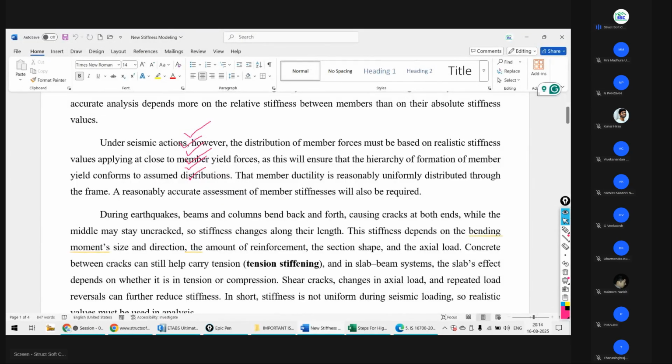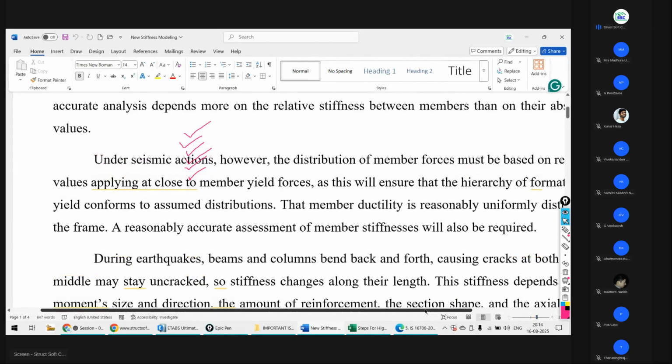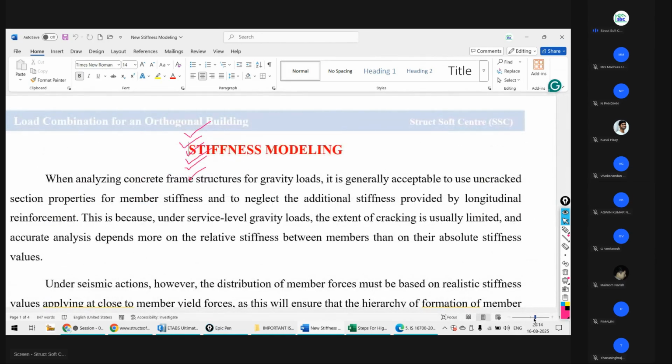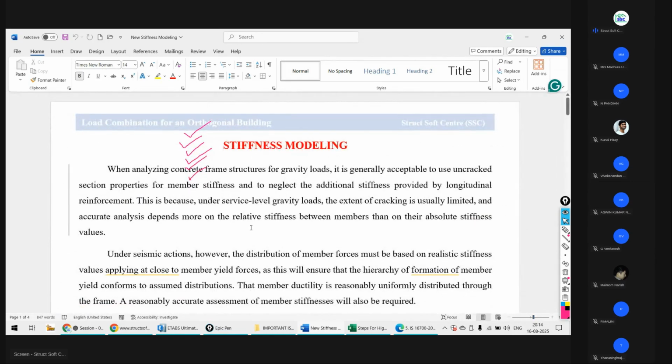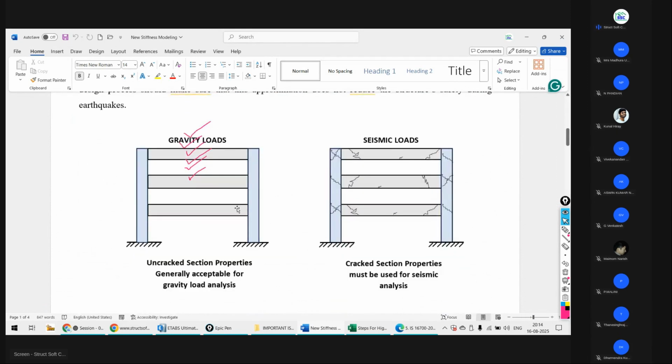What does the property modifier? Sometimes we call it a stiffness modifier. Sometimes we call it a strength modifier. So these are the names of the same thing. So guys, try to understand. A frame is there. This is the frame which is subjected to your gravitational load.